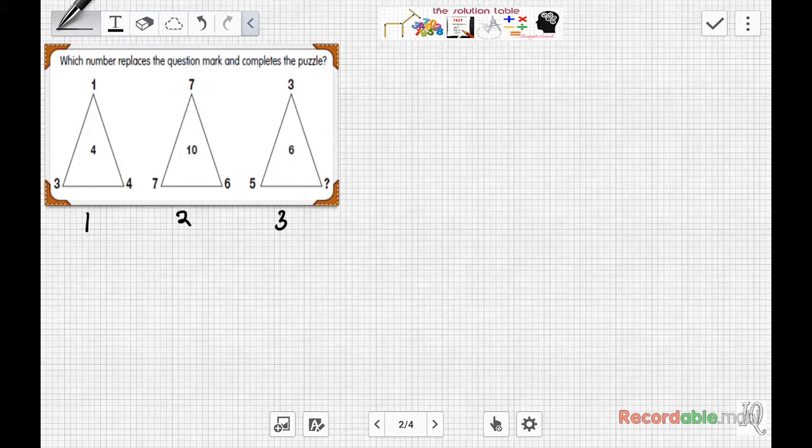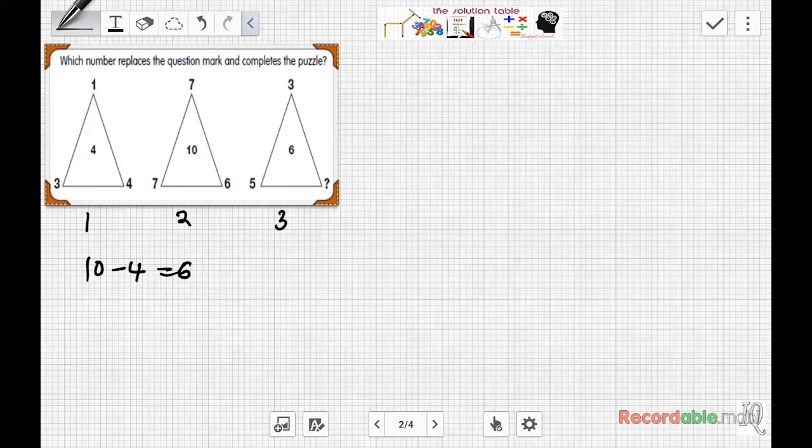In mapping out a strategy to solve this puzzle, we can analyze the numbers on the various positions of the triangles. That is, we have the top numbers, the base numbers, and then the center numbers. Or we can go ahead to analyze the numbers on each triangle to see if there will be a connection. In looking at the center numbers, we can see that when we subtract 4 from 10, it will give us a 6. We have 10 minus 4, and that is equal to 6.